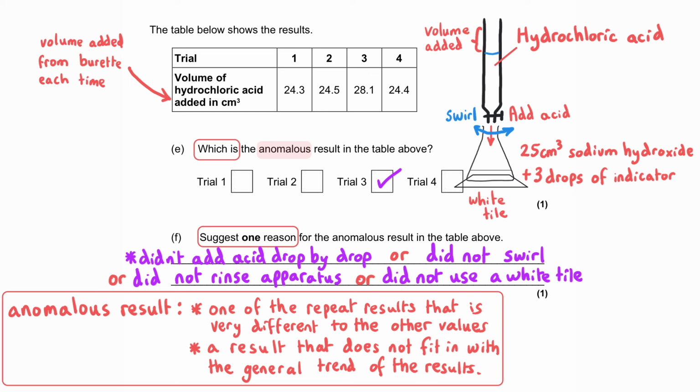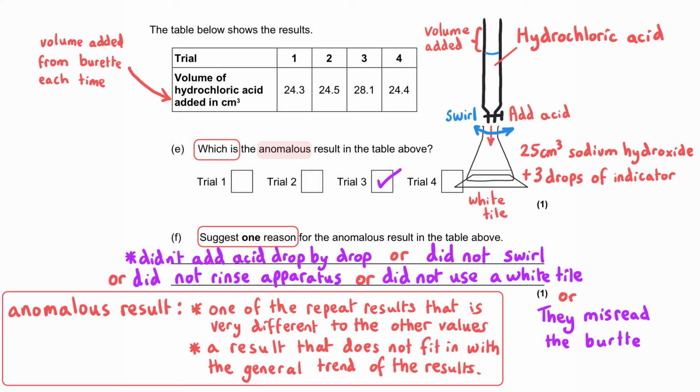Or they could have not used a white tile during the titration, and this would mean that they might miss the colour change because they had a confusing background underneath the conical flask, and so they couldn't catch the point at which the indicator changed colour.